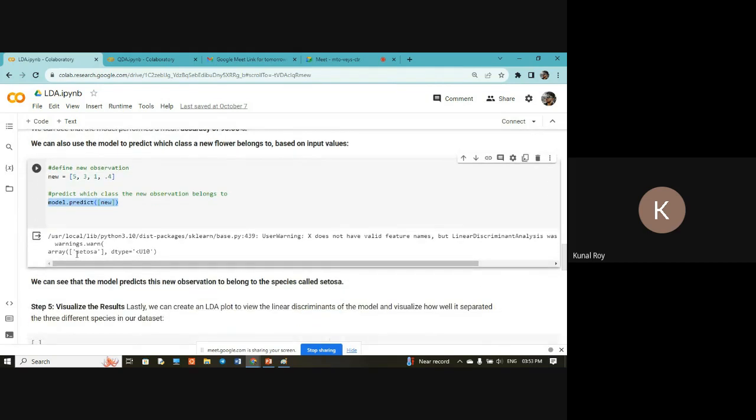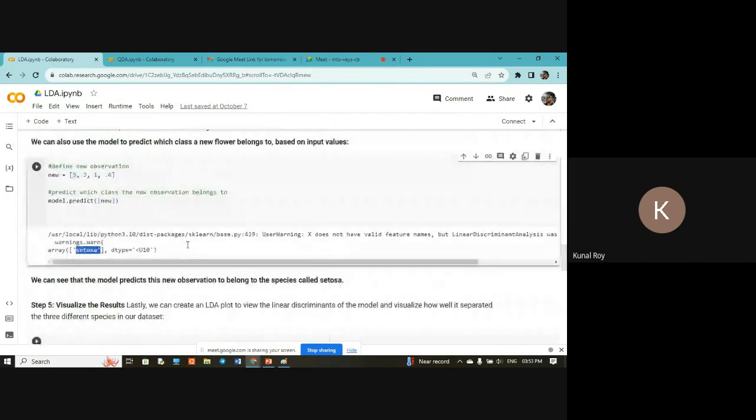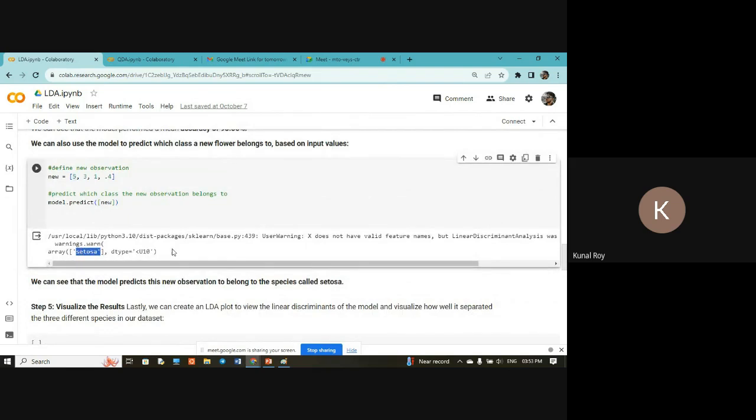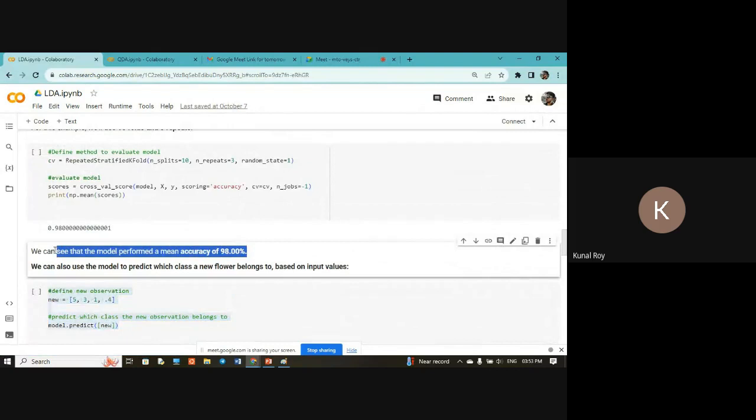So that model is coming out to be a setosa. We know that yes, it has this petal length, this sepal length and these widths, so the category is a setosa flower. How can we say it is a setosa? No problem, we have predicted it because the accuracy is 98%.